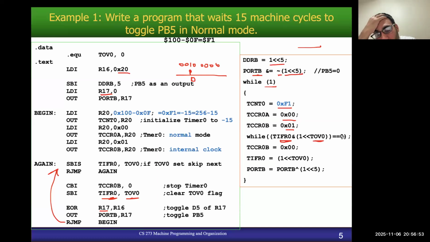And you will be stuck in this loop as long as your flag is not set. So when the flag is set, this condition will become false because the result will not be equal to zero as a result of this AND operation. And then here you are simply stopping the timer by putting zero in control register B. And here you are writing one into the bit position one of the TIFR0 register. So you are actually clearing the flag, and here you are toggling the value of port B. So this time now it will become one here. Okay. Any questions?